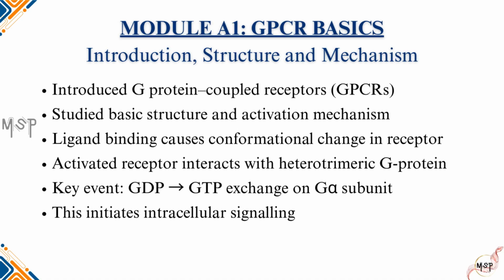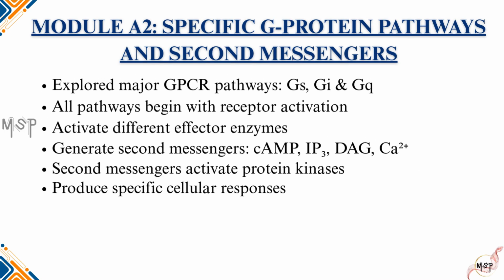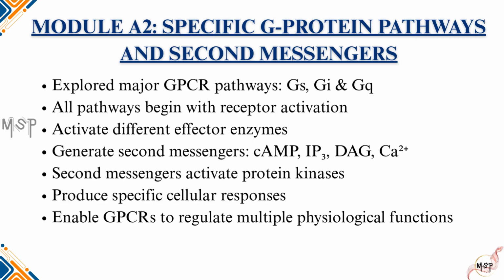In Module A1, we studied G protein-coupled receptors, their structure, and how ligand binding activates G proteins through GDP-GTP exchange. In Module A2, we expanded this pathway and learned that the GS, GI, and GQ systems all begin with receptor activation, but differ in the effector enzymes they activate.